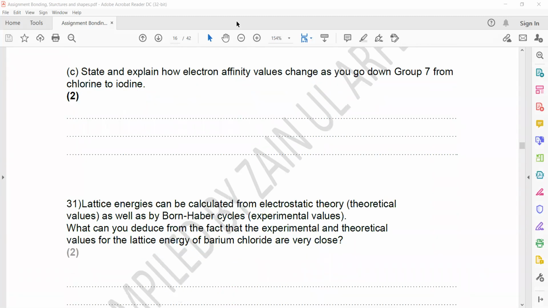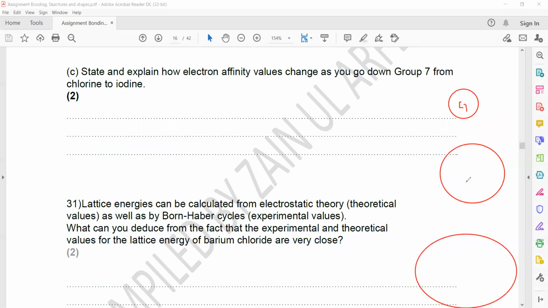Then state and explain how electron affinity. Electron affinity means when electron is added to a neutral gaseous atom, we call that as electron affinity. The value changes as we go down from chlorine to iodine. So when we go down from chlorine to iodine, the size is first a chloride ion, then chlorine, bromine, and iodine. So when they gain an electron, they release energy. So you have to state the order, like what is the trend in this electron affinity as we go down the group.